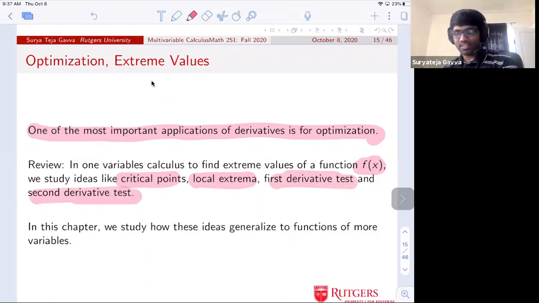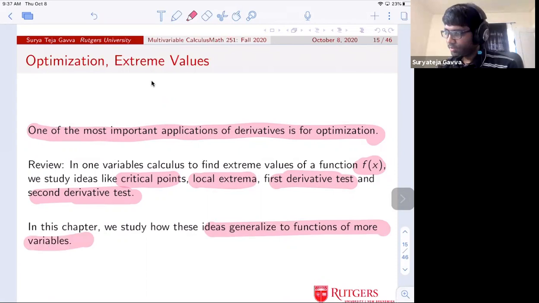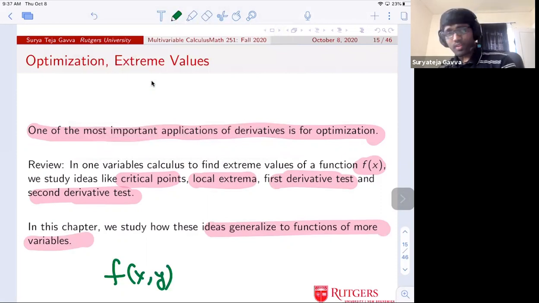We're going to do completely similar stuff, so I'm going to talk about them as well. It's a complete generalization of these ideas to higher variables. So in this chapter, we generalize all of this to more variables. For now, just imagine two variables, f of xy. Instead of a function which just depends on one quantity, if the function depends on more quantities, how do I maximize that function?